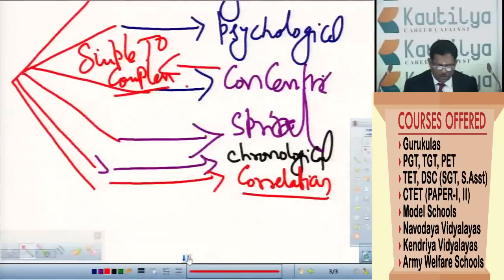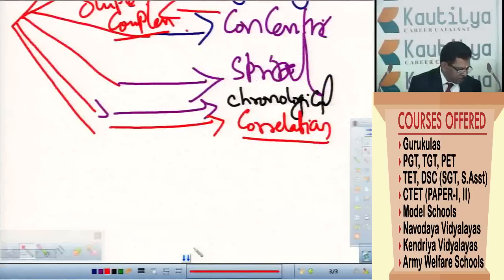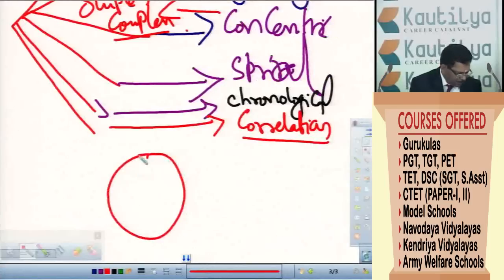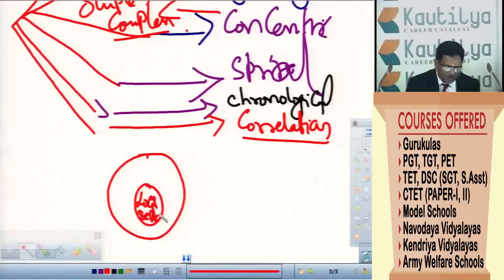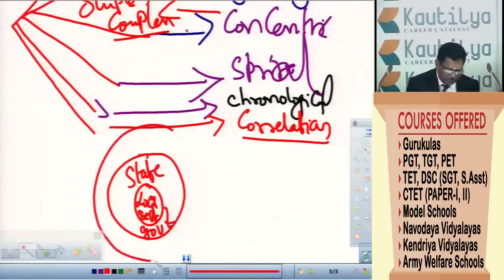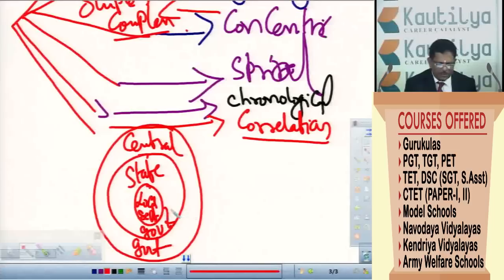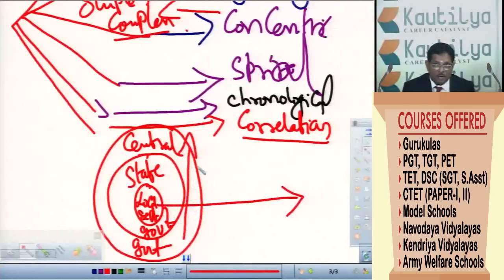In the concentric approach, we can first explain local self-government, suppose it is political science. After explaining the concepts of local self-government, then we explain the state government and its functions and policies. Then we can explain the central government. Here you see the concepts are arranged from the simple, gradually taking the students, the learners, to understand the abstract concepts.